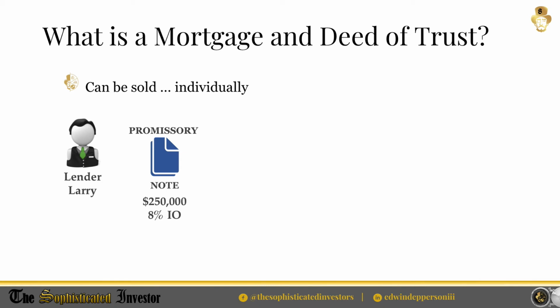So we have Larry's promissory note, $250,000 at 8% interest only. This note can be sold to an individual. Let's say Larry has a colleague. This is Deborah the doctor, and Deborah knows that Larry originates loans. She trusts Larry. She has seen his underwriting guidelines, and she believes that when Larry makes a loan with his own money, that this is a loan that she would like to buy because it's been properly vetted and underwritten.